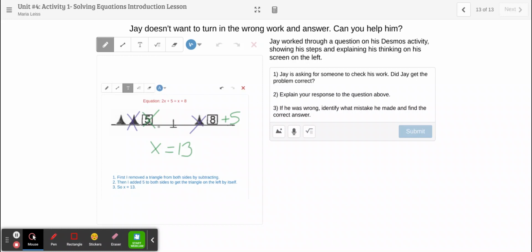First, did he get the problem correct? Do this problem, is it correct? Don't necessarily trust his work. Second, explain how you said if he was right or wrong. Tell how you know. And lastly, if he did do it wrong, what mistake did he make and what would the correct answer be? So you can write right on here. You can add information into this box. And then when you're finished, go back into Echo. It'll tell you what you need to turn in. Happy solving.